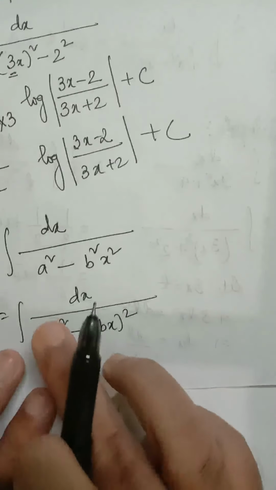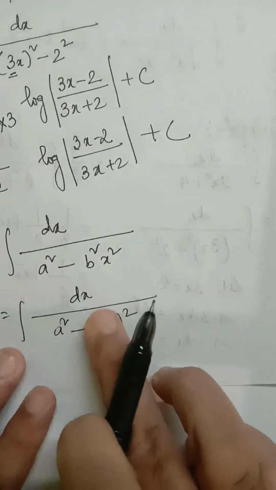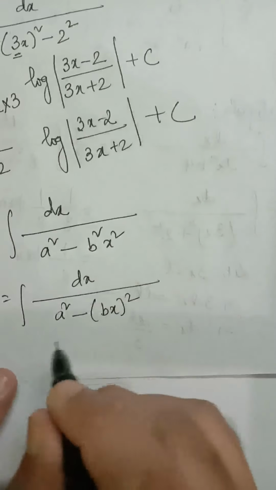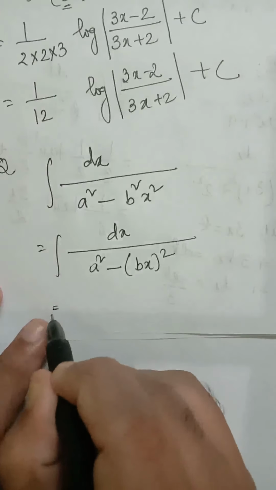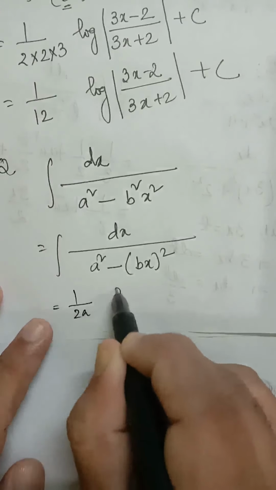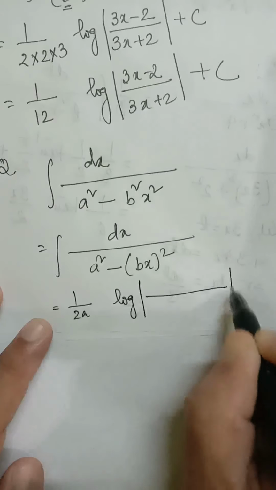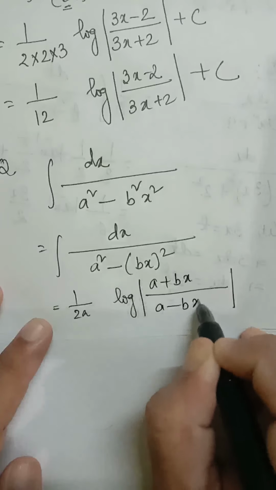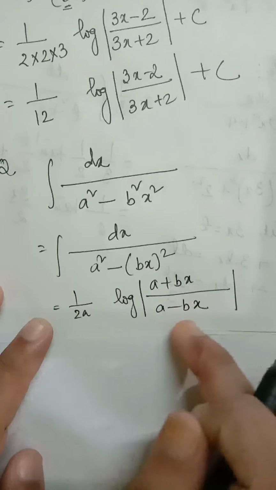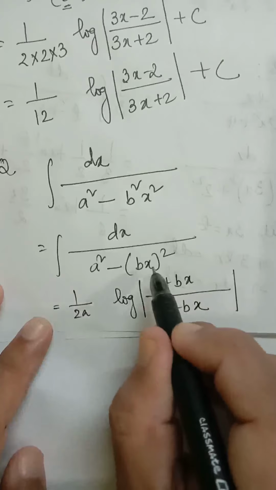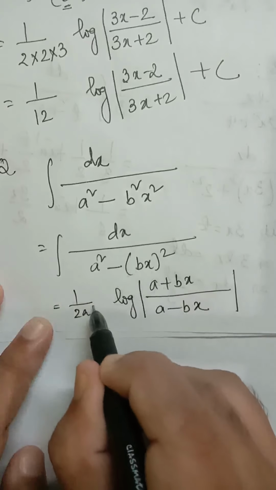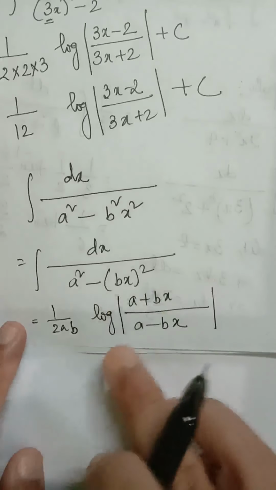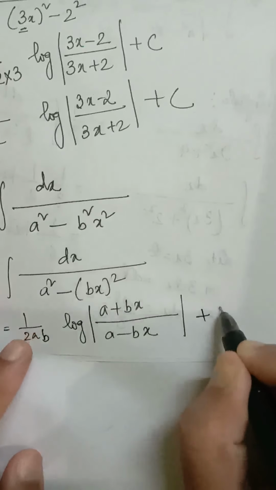So this integral is of the form a square minus x square, and we have checked this is the linear expression bx. Here the power of x is 1. So its answer will be 1 by 2a log of (a plus bx) by (a minus bx). Also you can see here the coefficient of x is b, so you have to divide the answer by b also. So this is the answer, 1 by 2ab log of (a plus bx) by (a minus bx) plus c.